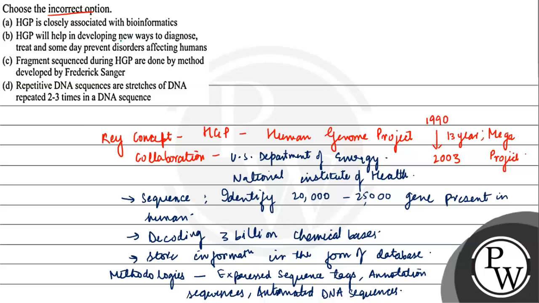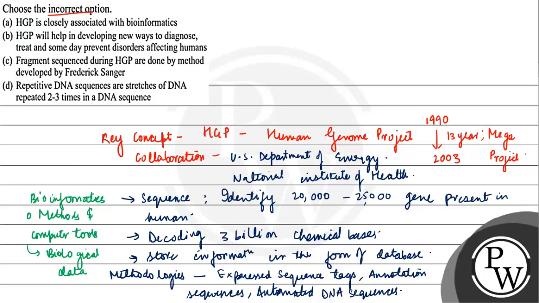It was closely associated with bioinformatics because bioinformatics is an interdisciplinary field. Whenever we talk about bioinformatics, it talks about the development of methods and computer tools designed to understand biological data. And under this project, this was also carried out. As we have seen, storage of information in the form of a database was carried out. That means they emphasized the study of bioinformatics through this project.